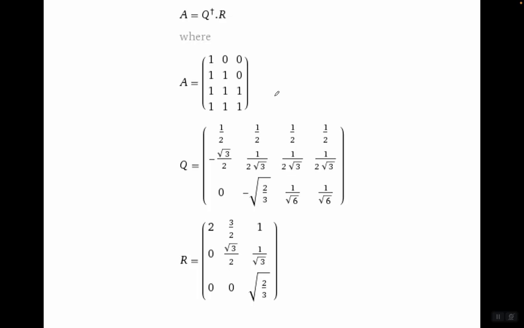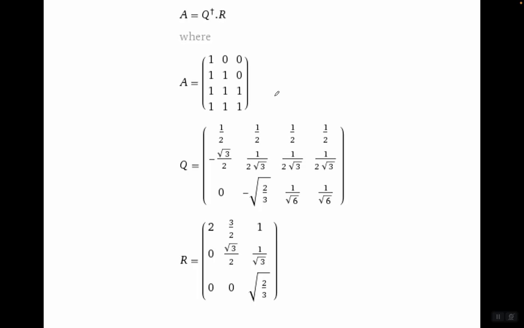Okay, you get A, Q, and R. A, of course, we already had. Q and R we didn't have. Now this Q and R may not look like the Q and R that we had, but they're really equivalent if you do the math.